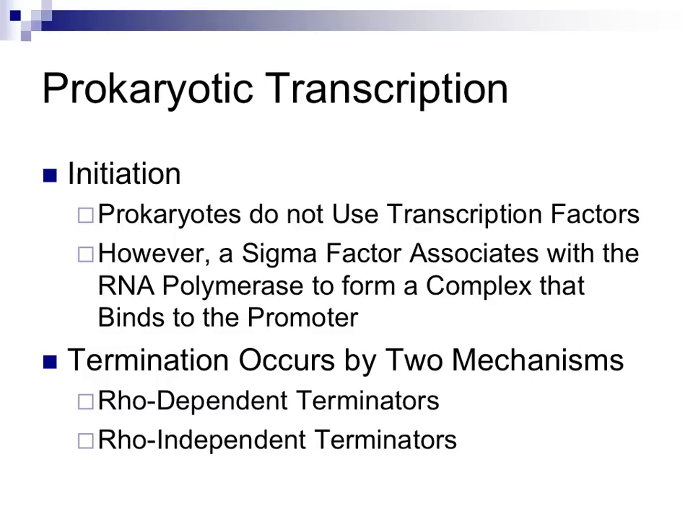For termination, I should indicate that there really are not differences between prokaryotes and eukaryotes in elongation. Termination occurs by two different mechanisms. One is called rho-dependent termination, the other is called rho-independent termination.